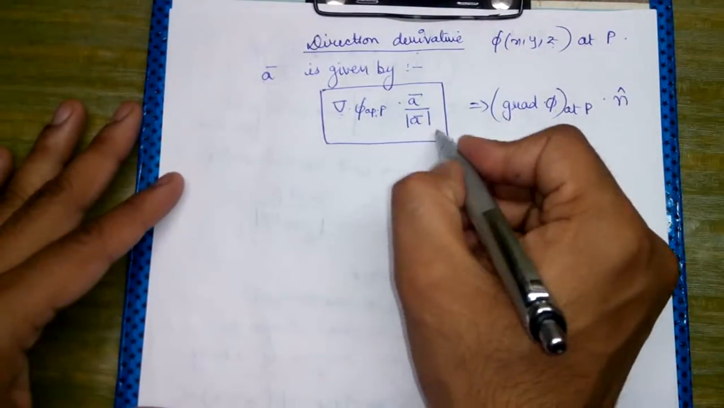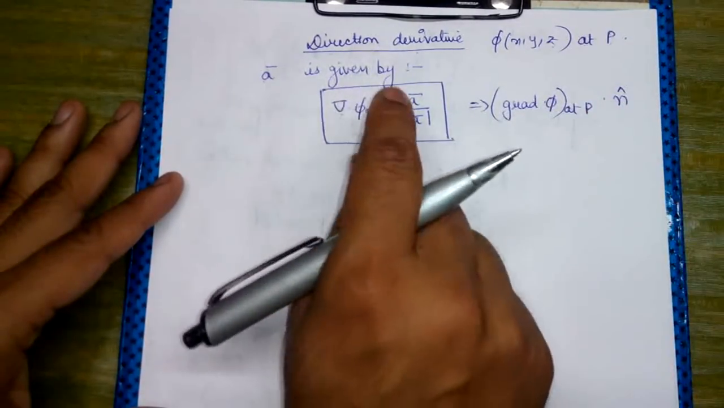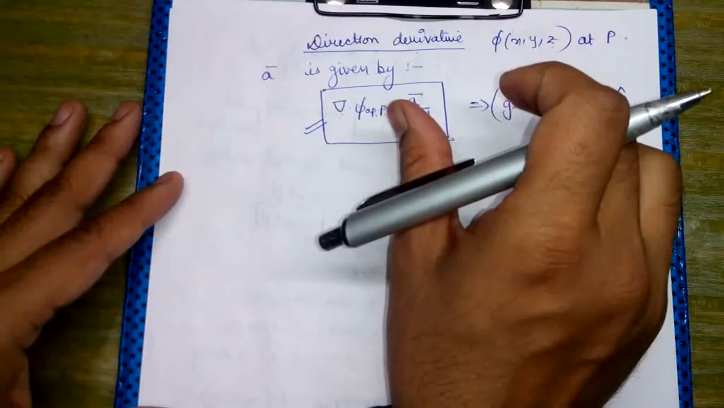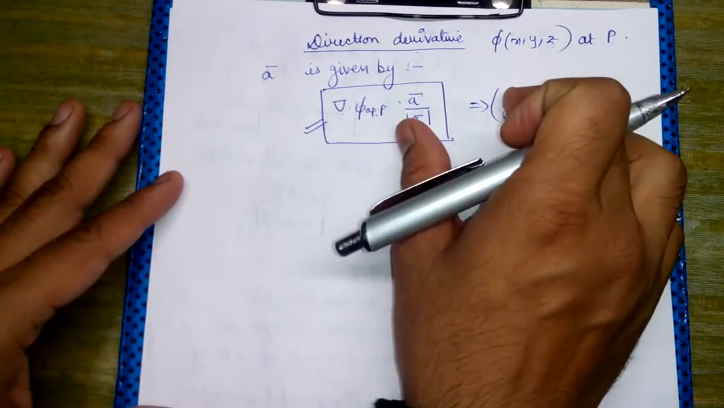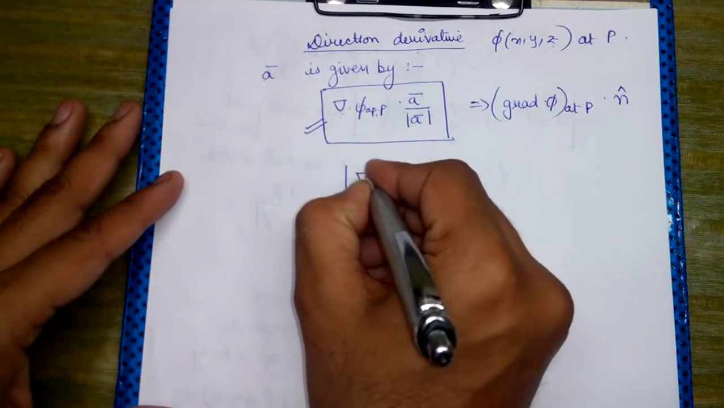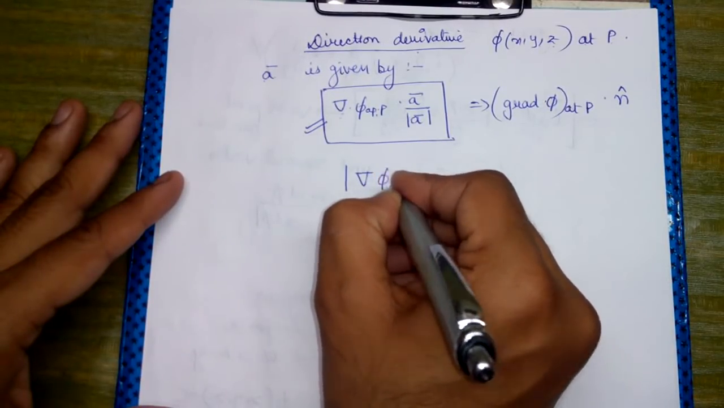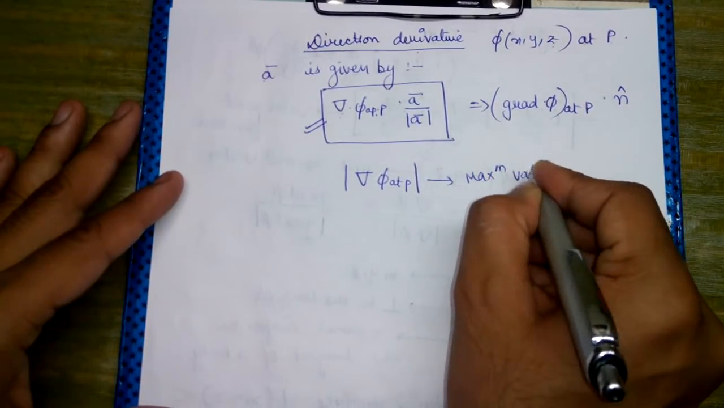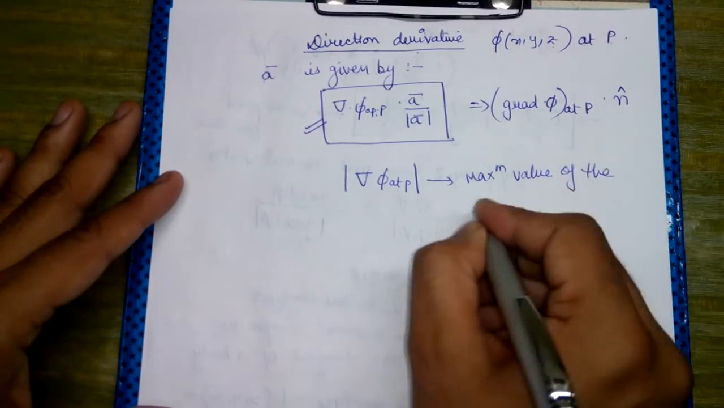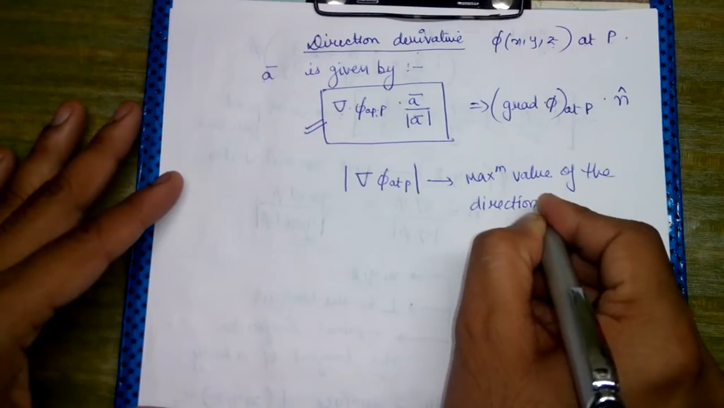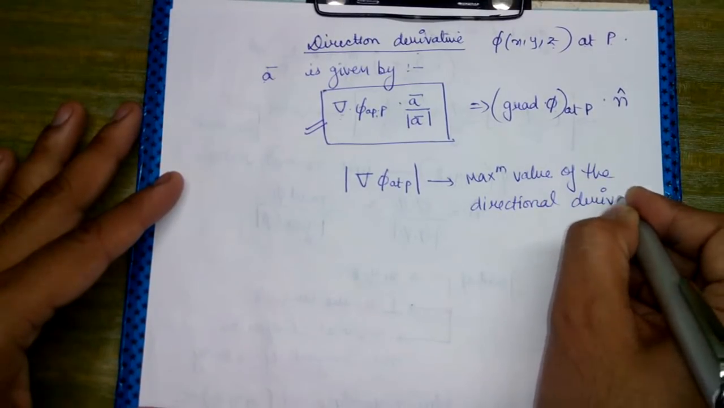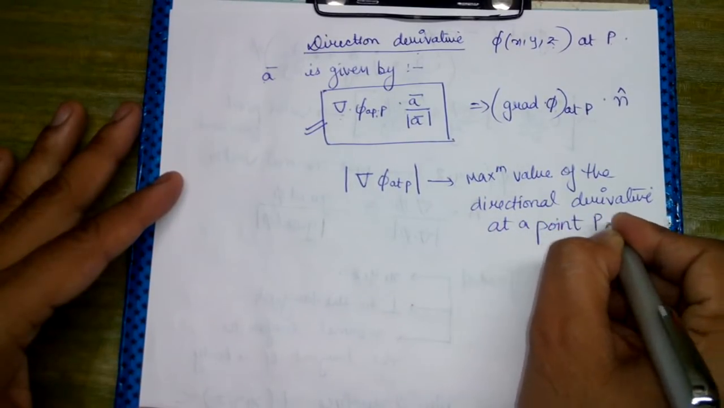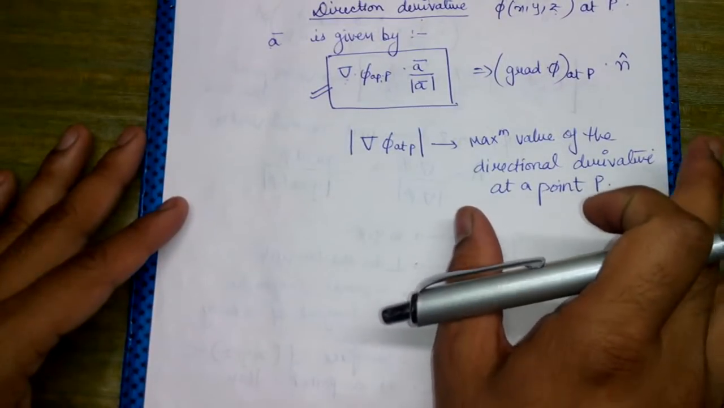And unit vector is nothing but the vector upon its magnitude. And this is the component of the gradient at p in the direction of the vector a. And the maximum value of the directional derivative to any surface at a point p is simply represented by mod of nabla of phi at p. So this is the maximum value of the directional derivative at a point p. Okay, max directional derivative at the point p.